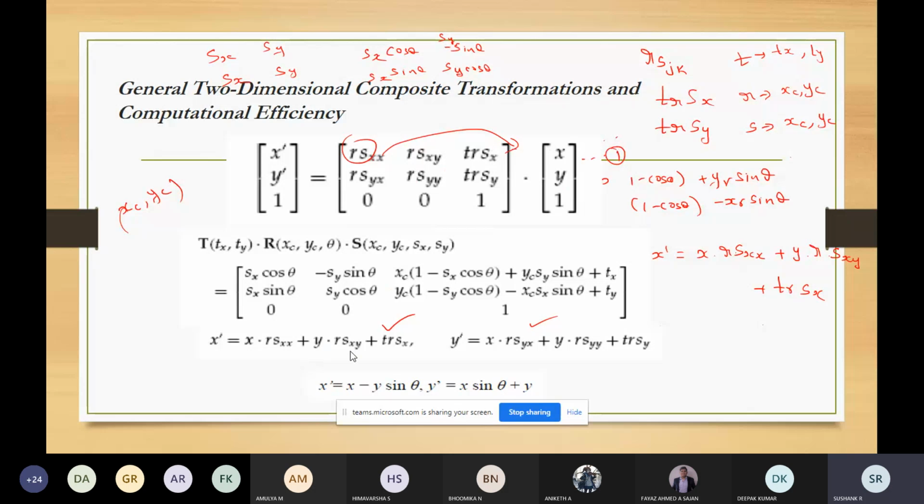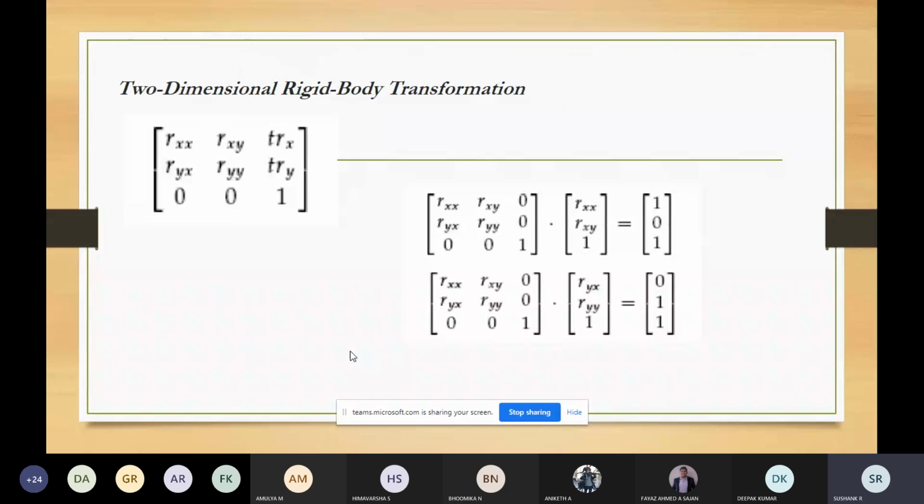That is how you're improving the efficiency. The computational efficiency is getting improved. Because the first equation required around 9 multiplications and 6 additions, once it was transformed, the transformed one required only 4 multiplications and 4 additions. So this is how the computational efficiency could be increased. This is regarding the two-dimensional composite transformation and computational efficiency.